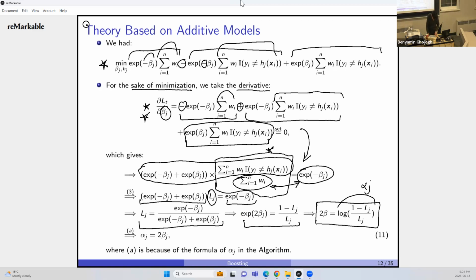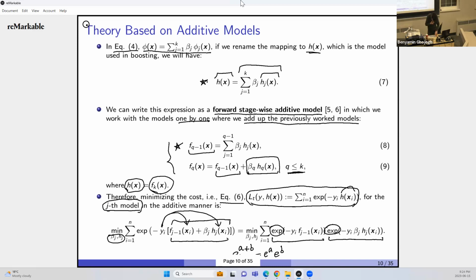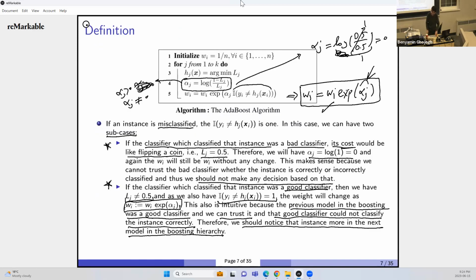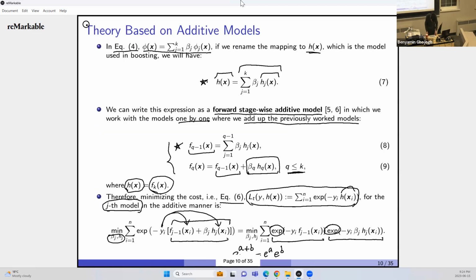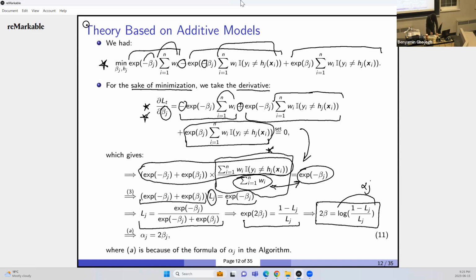Recall the algorithm. It was which line of the algorithm? It was line 4 of the algorithm, alpha j. So alpha j equals 2 beta j. Okay. Now let's continue.